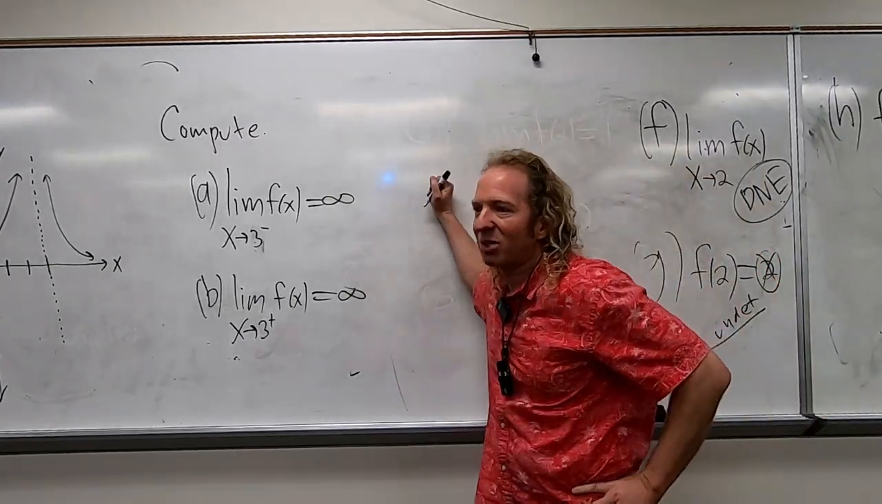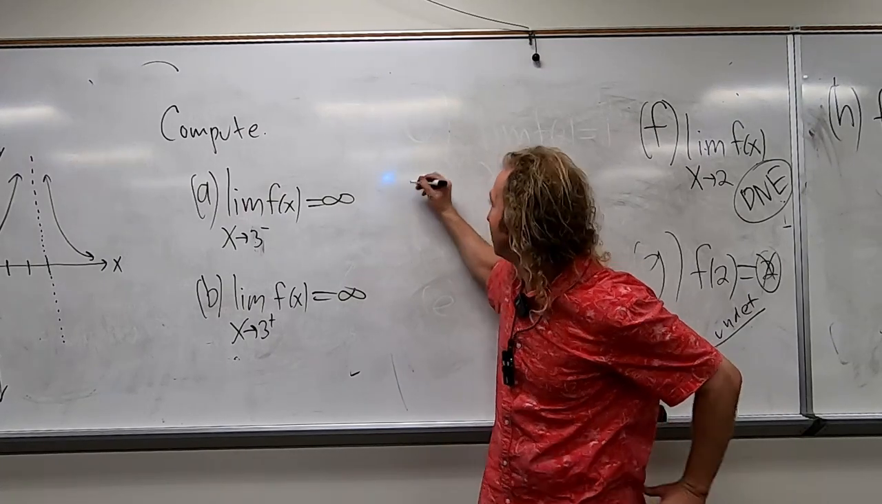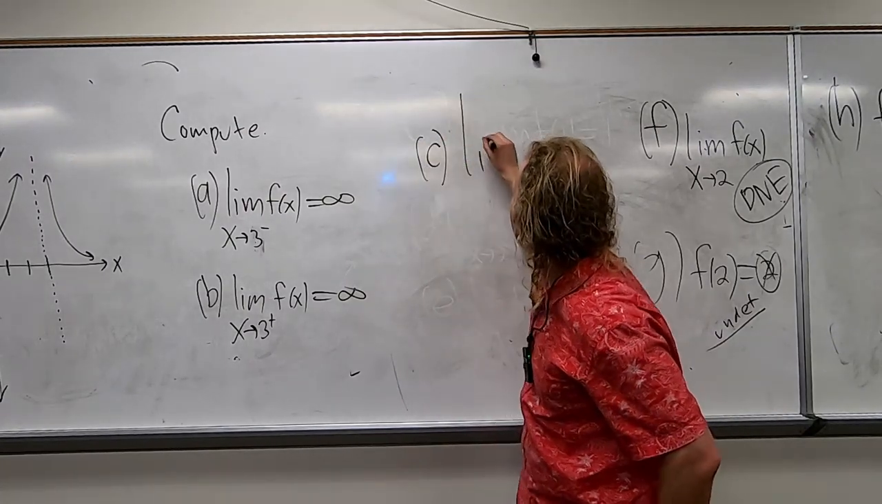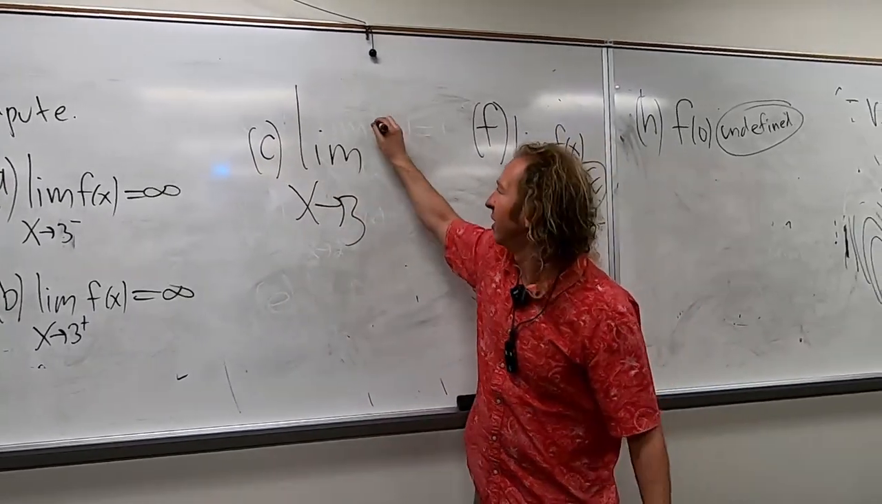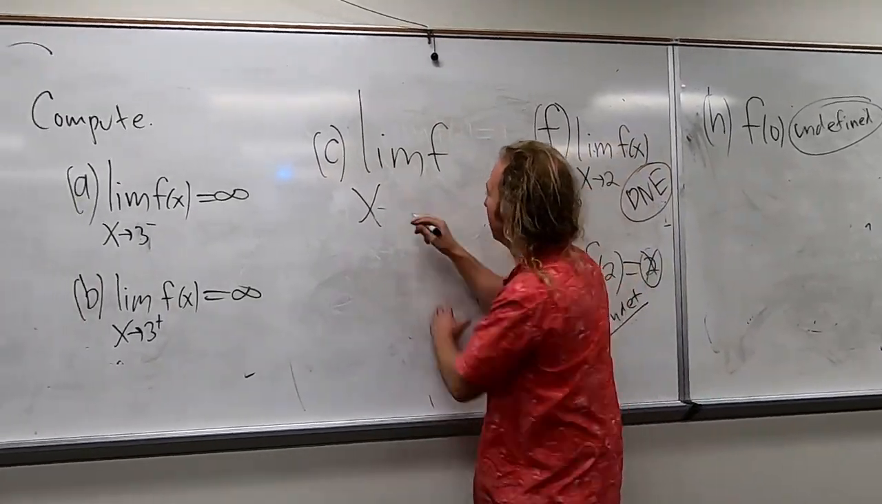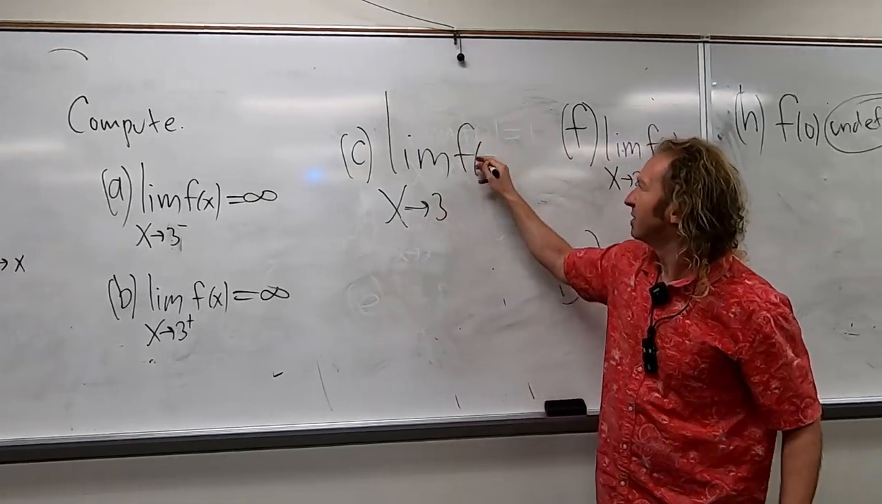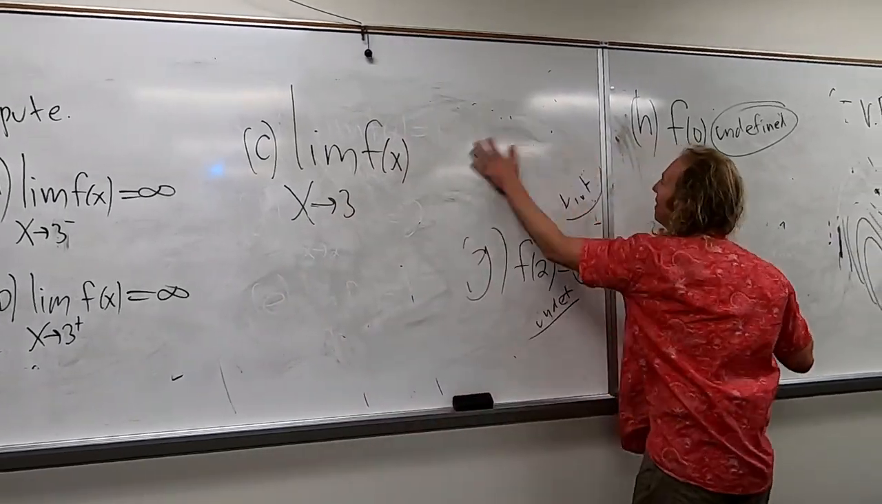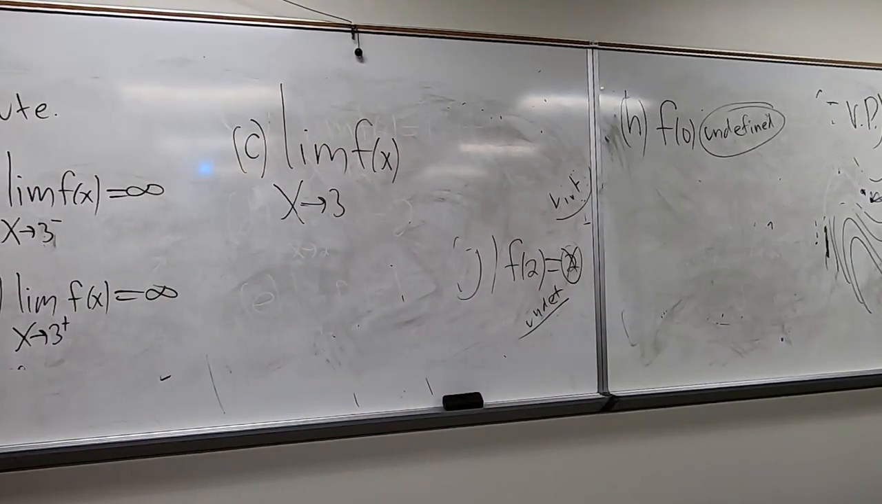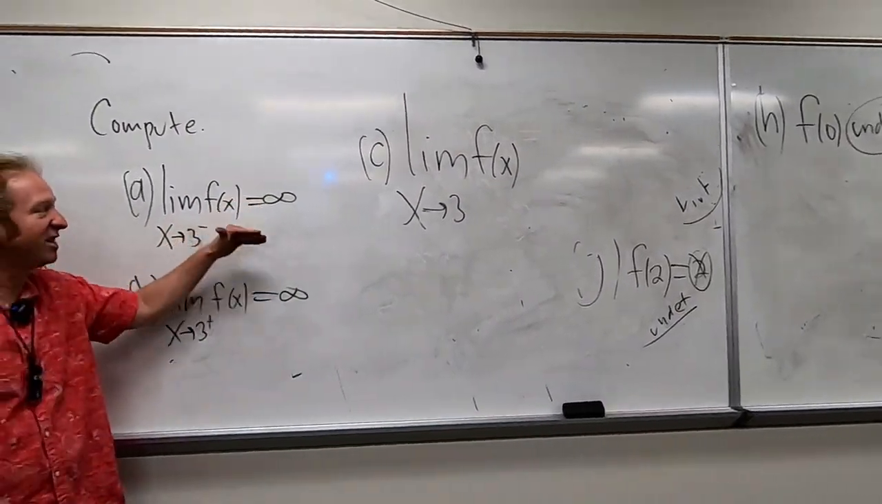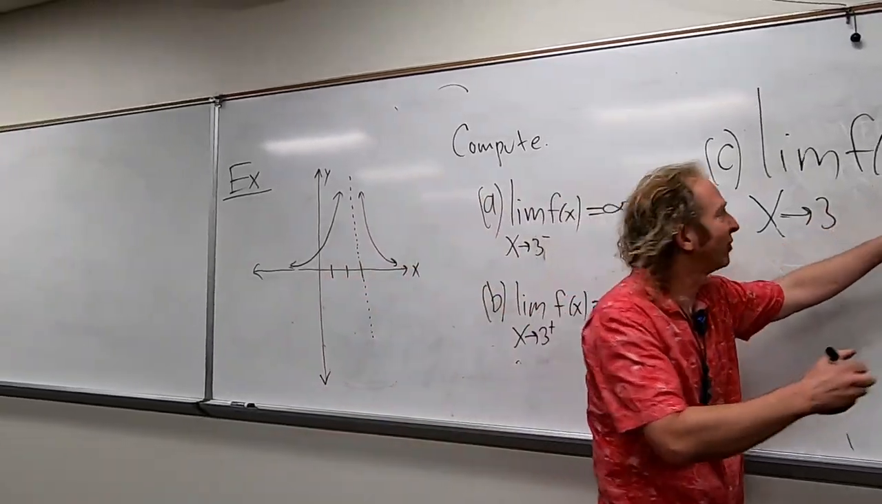And then I guess the last one that we can do is this one. Let's approach just 3 by itself. I don't know what happened to my 3. And what would this be in this case? What do you think? Infinity. So because this is infinity and this is infinity, then this is also infinity.